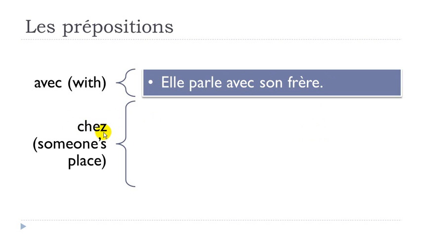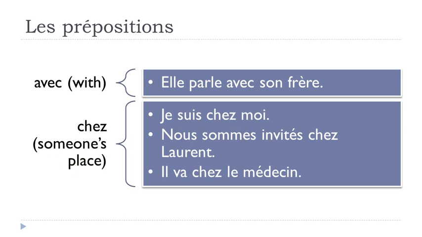Chez, so this one is quite interesting because if you really want to translate it, you're talking about a place, but then you're talking about someone's place, so it's the place connected to a person. So let's see a few examples now. Je suis chez moi. So if you want to say that you are at your place, then you should use this chez, and in that case you will put this moi, pronom tonique. Je suis chez moi. So this is the first use that you could have.